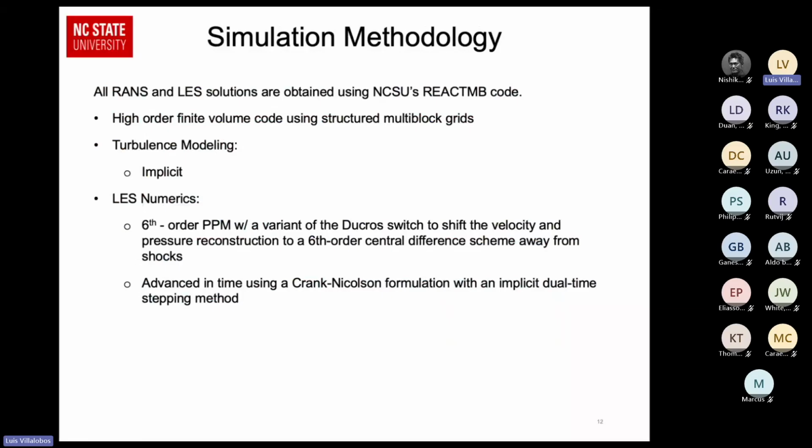For our LES numerics, we're using a sixth-order piecewise parabolic method with a Ducros switch, and that will shift the velocity and pressure reconstruction to a sixth-order central difference scheme away from shocks. So that allows us to get higher order reconstruction. Then we advance in time using Crank-Nicolson with an implicit dual time stepping method. That lets us take relatively big time steps, which is nice.